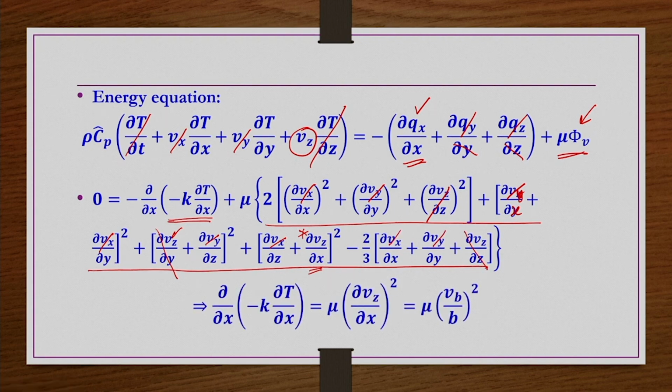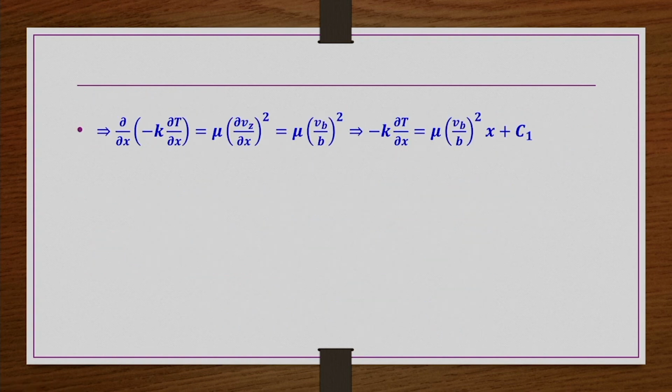So, here also we get dou by dou x of minus k dou T by dou x is equal to mu. Out of these terms only one term, dou Vz by dou x, is remaining. So, dou Vz by dou x is nothing but Vb by b from the velocity profile. So, mu Vb by b whole square. Now this equation, what we do? We integrate it. When you integrate the first time, minus k dou T by dou x is equal to mu Vb by b whole square x plus C1.